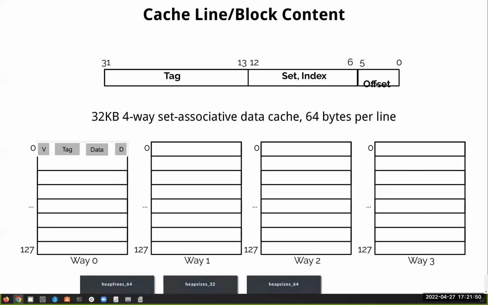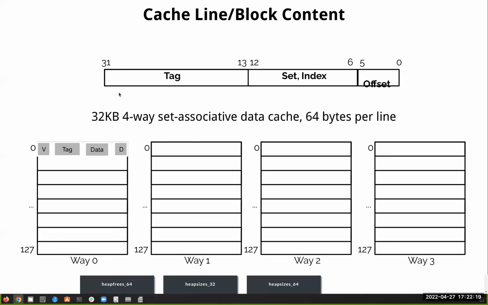Do we need to store the offset? We don't, because we're storing 64 bytes of data, so we don't need to really store the offset. Do we need to store the set number? Also, we don't, because the set number is determined by where it is stored. If it is stored here, then the set number is 0. So that we can construct all these parts.